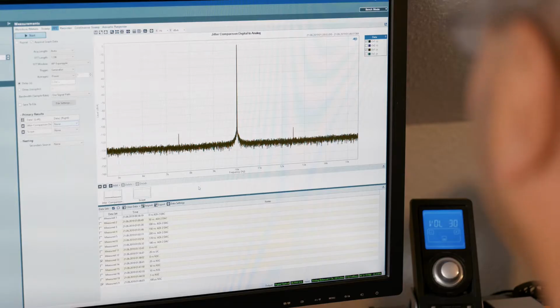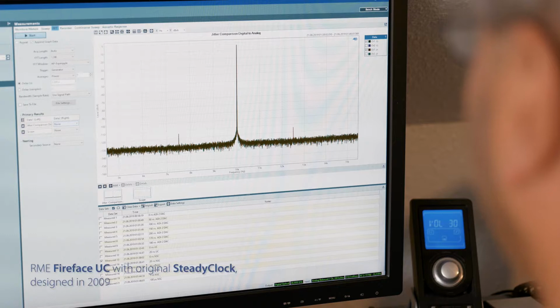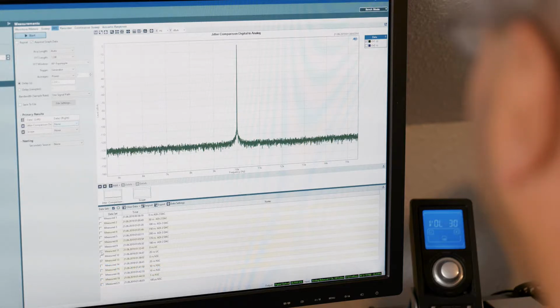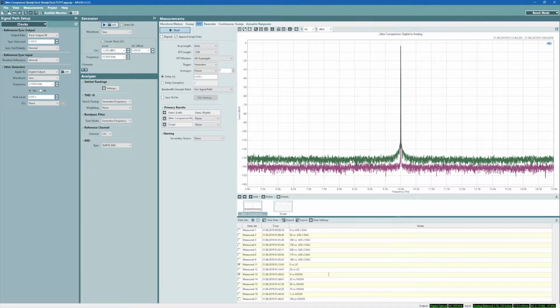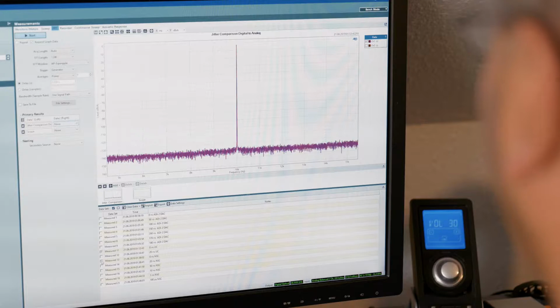So to show these effects on a SteadyClock device, I measured the Firephase UC. The Firephase UC has an older AD-DA converter in it than the modern units. So basically it's not on a level with an AK4490, but you can see here that the UC still provides a lower noise floor. It has a better analog implementation and clock implementation than the other unit that uses the latest AK4490 chip. So let's now apply some jitter to the optical input signal of the Fireface UC.